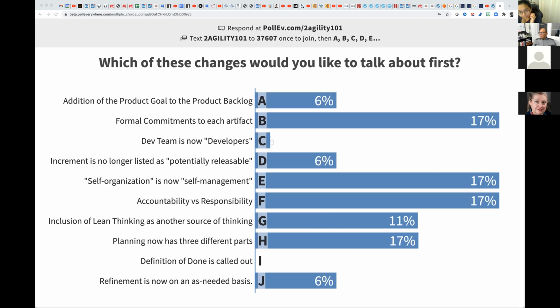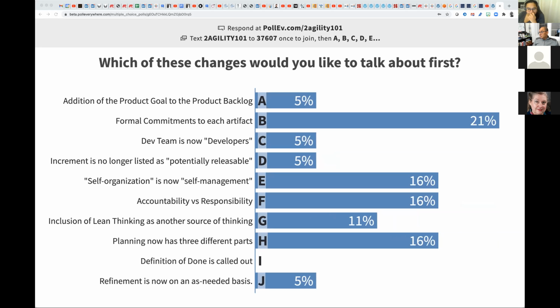Okay, so I think we're going to pass the poll. We have some idea there. I think we're going to focus on 4 of those today. There is the formal commitments to each artifact. The second, which has got the highest votes now, the self-organization and self-management, accountability versus responsibility, and planning as 3 different parts. So we'll start with one of them and then we'll come back and revisit the rest of them as well. So I'm going to stop the share and get back to my Jamboard again.